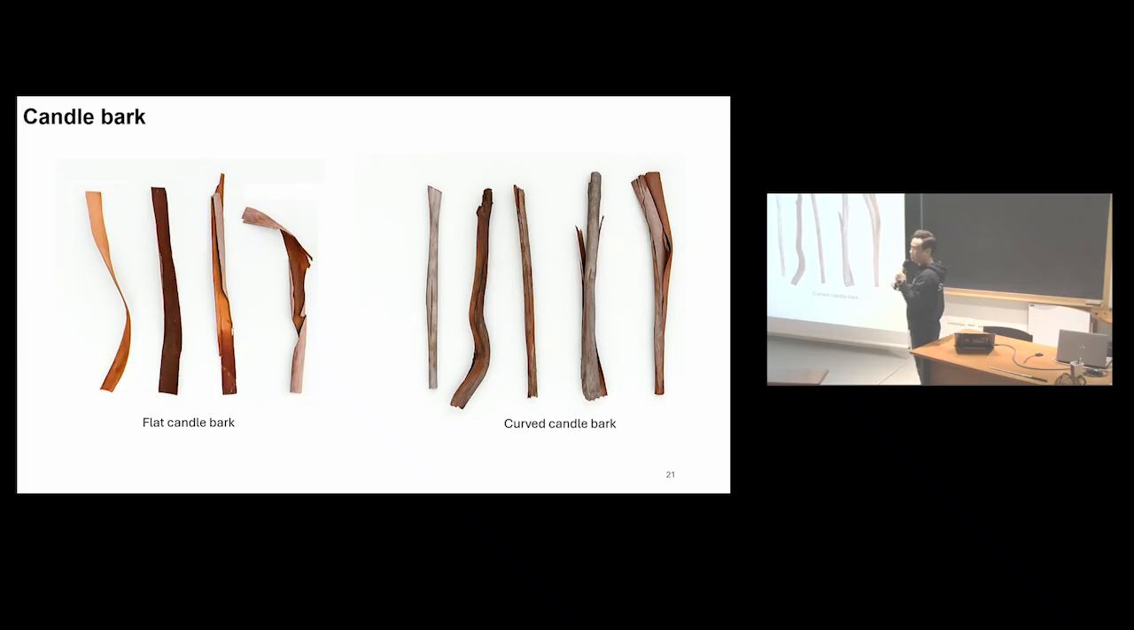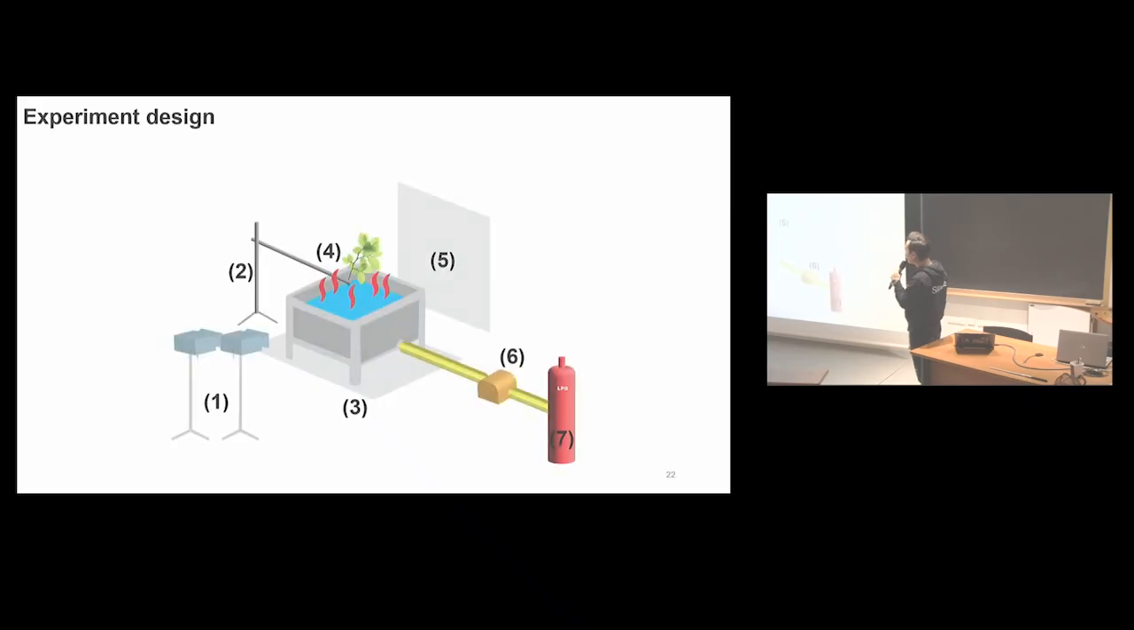Next one is candle bark. When we went to the forest, we realized that there are 2 kinds. We categorize them into 2 kinds of candle bark. The first one is the flat one. And the other one is the curved one, kind of rolling. So we separate the kinds of candle bark to do the experiment. Same thing here, we hang the candle bark on top of the sample holder.